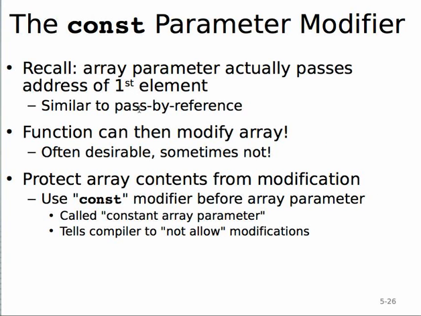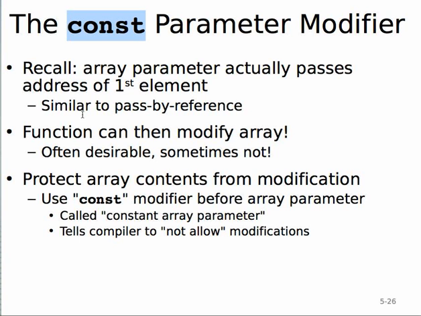So we said that passing an array as an argument to a function is like call by reference, and therefore in that function you could change the contents of the array. Well, what if you don't want a function to change the contents of the array? Then you use the const parameter modifier. It works just like const parameters for regular functions.